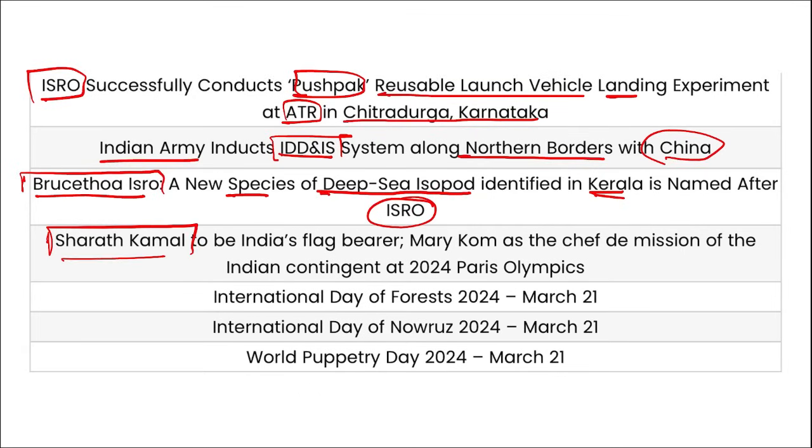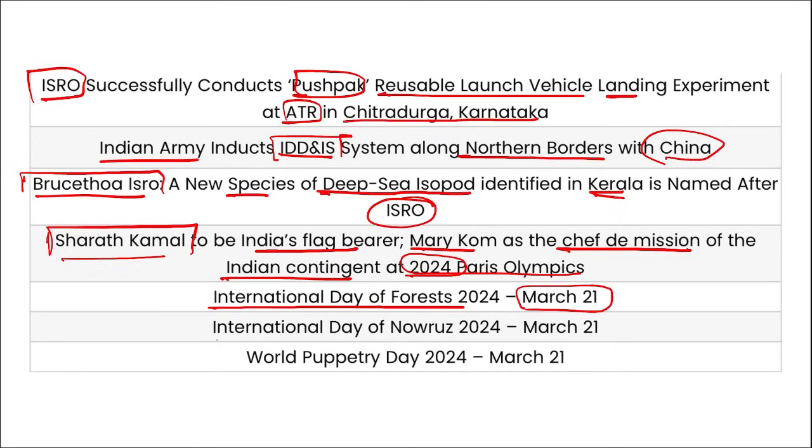Sharat Kamal to be India's first flag bearer, Mary Kom as the chef de mission, Abhinav Bindra as the torch bearer, in the Indian contingent at 2024 Olympic Games. Then International Day of Forest observed on 21st of March, International Day of Navroz on 21st, and World Puppetry Day also on 21st of March.